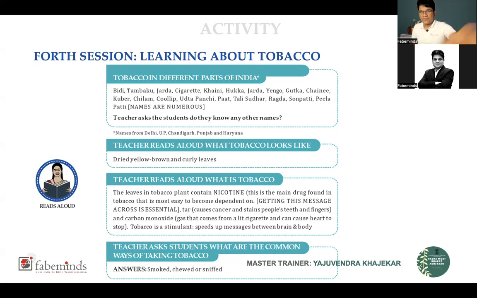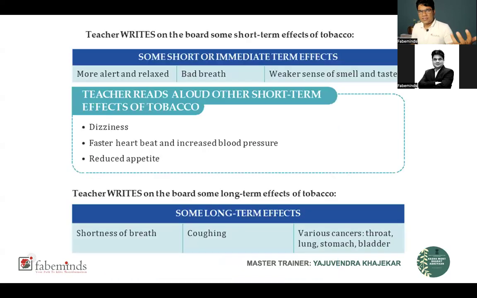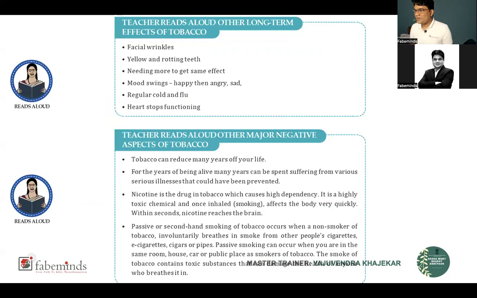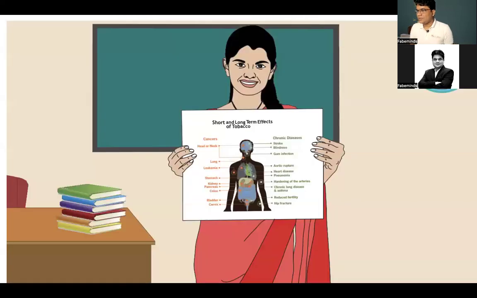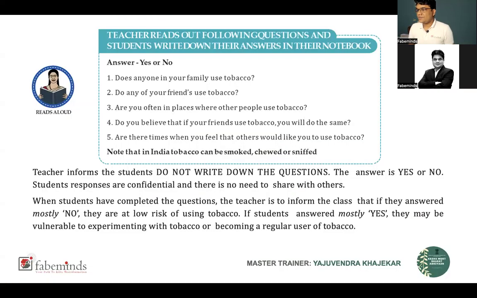Okay, so this is the fourth topic that we have seen, that you have already seen the video. So now that is learning about tobacco. You will be reading out what exactly tobacco is, in what forms, what the names are and all. Then you will be reading out on the short-term effects, which we already talked about, and the long-term effects, the negative aspects, reducing many years of life and all those things you have already seen.